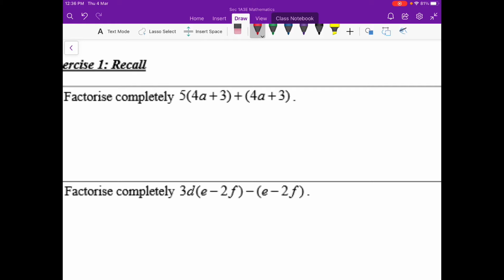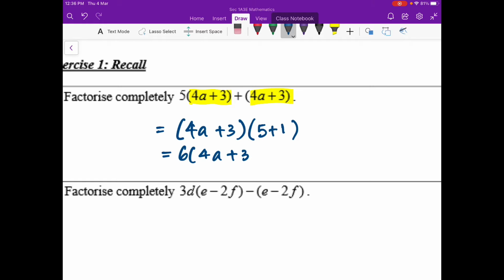So factorize completely. Highlight the common factor of 4a plus 3. So here, after factorization, we have 4a plus 3. Remaining will be 5. Oh, what is left? That's 1. Oh, plus. There's a plus. Okay, 5 plus 1. I'm sorry, 5 plus 1 is 6. Okay, 6 times of 4a plus 3. Alright?